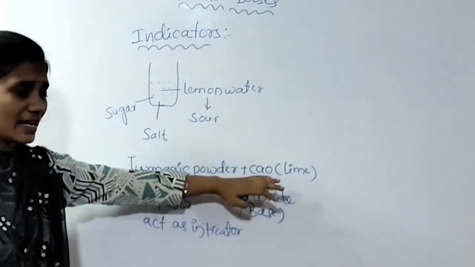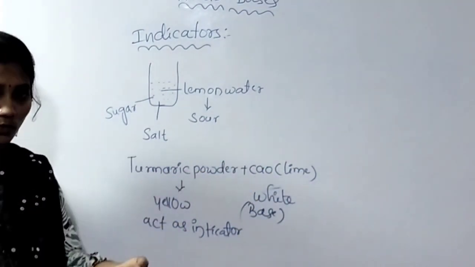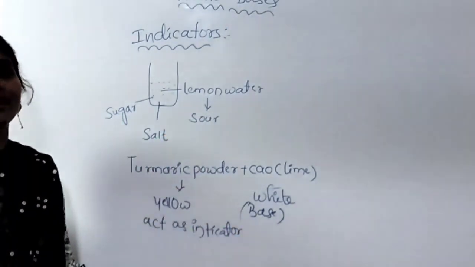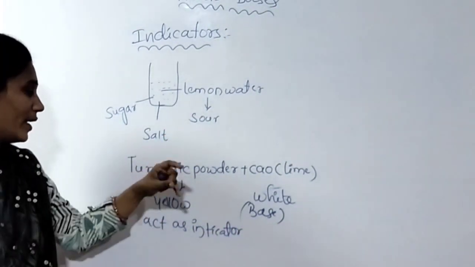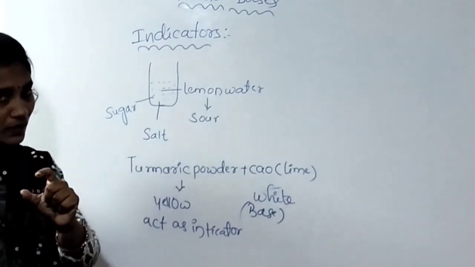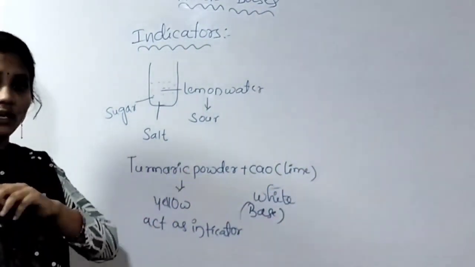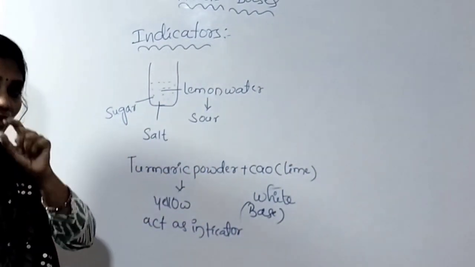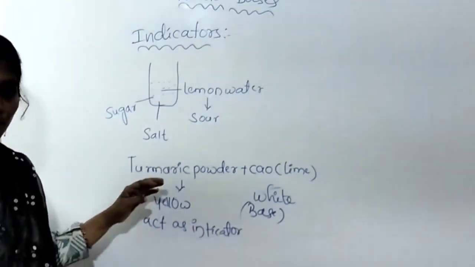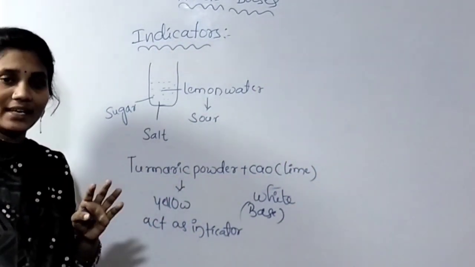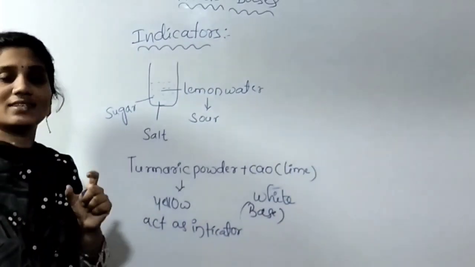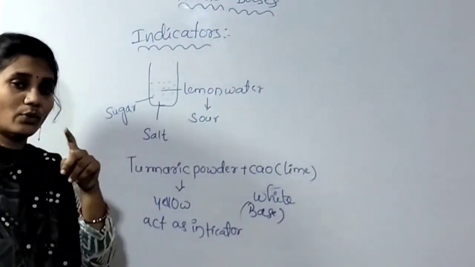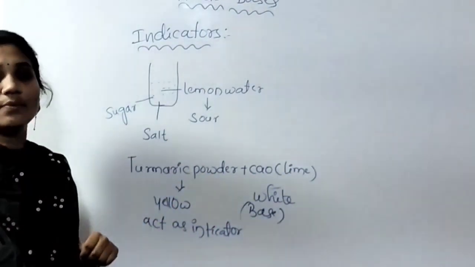Here in the place of calcium oxide you can take detergent, soap water, sodium carbonate, or sodium bicarbonate, because all these are bases. So remember, when turmeric powder is mixed with any base you take, you can easily observe a red color solution, because the color of the turmeric changes into red when it is added to calcium oxide.